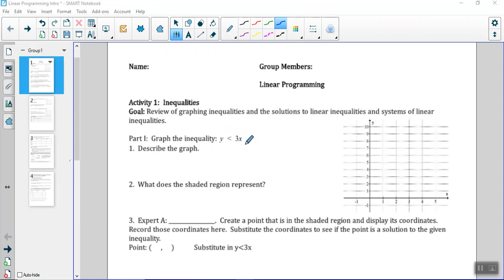So we're going to start by graphing y is less than 3x, and I'm going to ask you to open a new tab in Desmos and graph y is less than 3x in Desmos. You can pause the video while you do that.